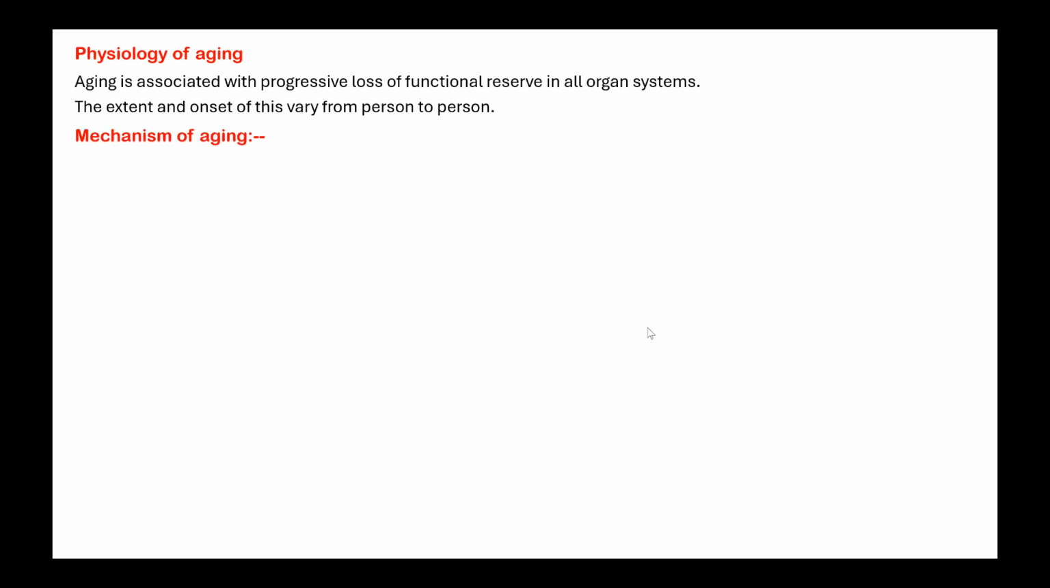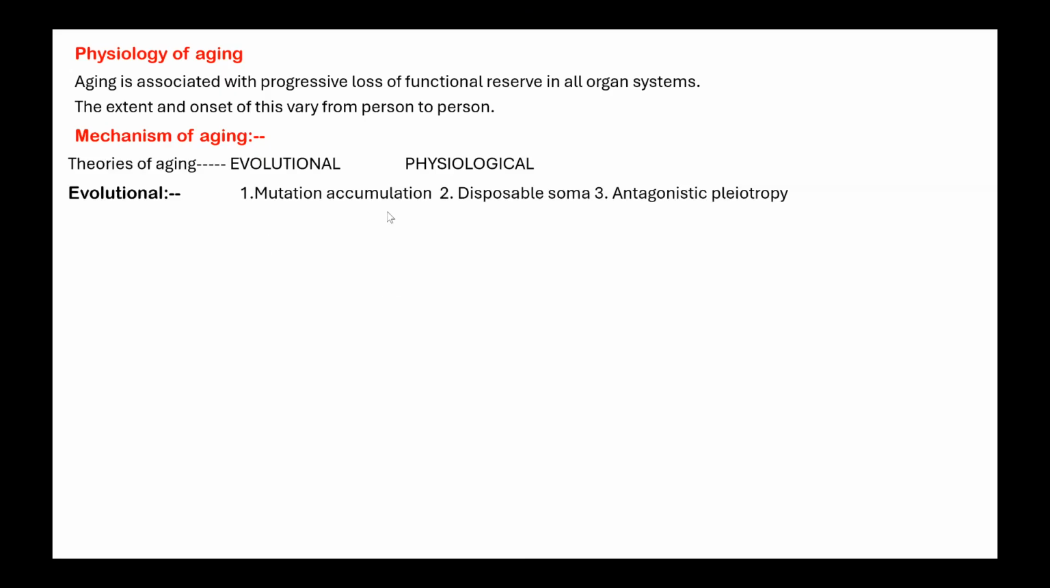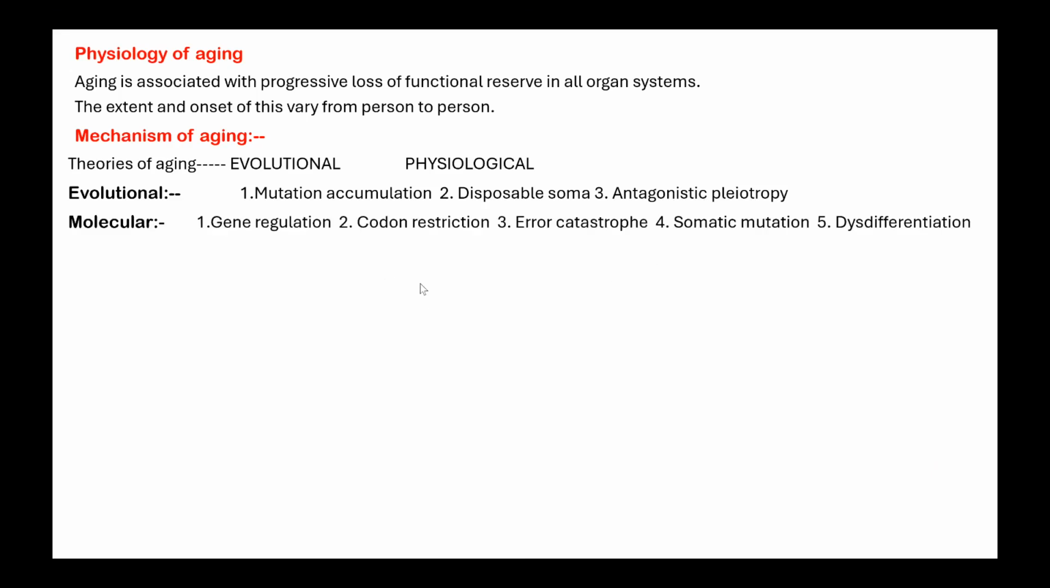And you must know how aging occurs. What is the mechanism? The theories are considered as evolutional and physiological. Under the evolutional changes, there are mutation accumulation, disposable soma, and antagonistic pleiotropy. This antagonistic pleiotropy is nothing but functions that are beneficial in a younger individual may themselves become harmful in an older individual. So that is what is described as antagonistic pleiotropy. And at the molecular level, there is gene regulation, codon restriction, error catastrophe, chromatin mutation, and dysdifferentiation. These are all the changes that happen at the molecular level, which also cause the process of aging.